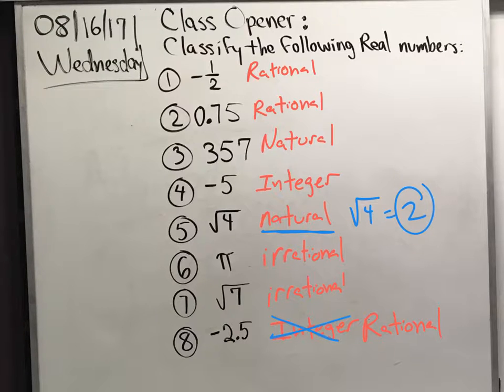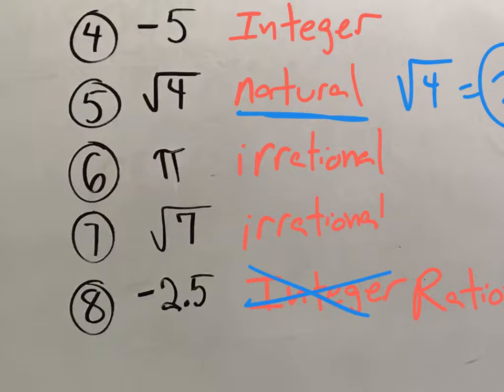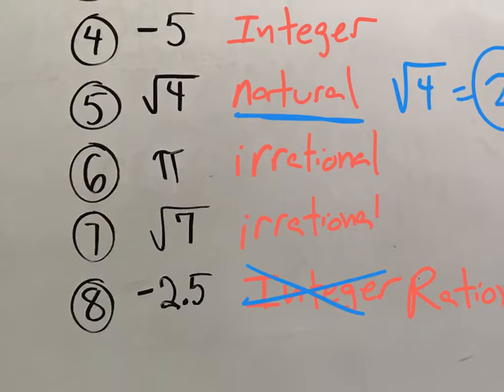Now, the reason why it's not integer, it's easy to make the mistake and think that it's integer because integer is where you first introduce negative signs. And this has a negative sign. But it's not an integer, it's a decimal. And any decimal or any fraction is called a rational number. You guys get it? Okay, so that was a class opener.